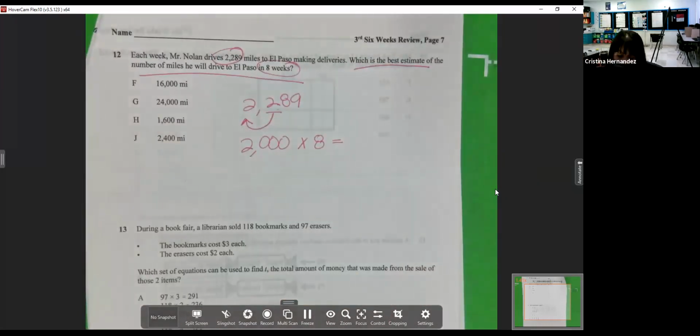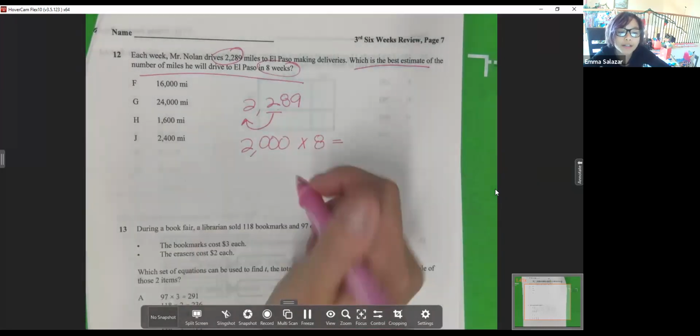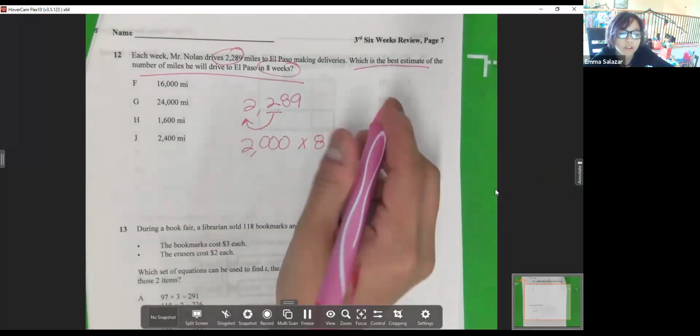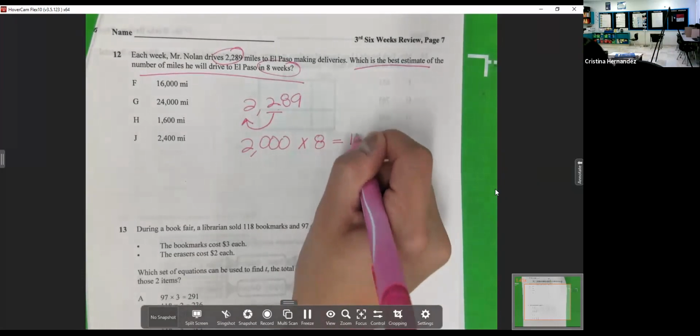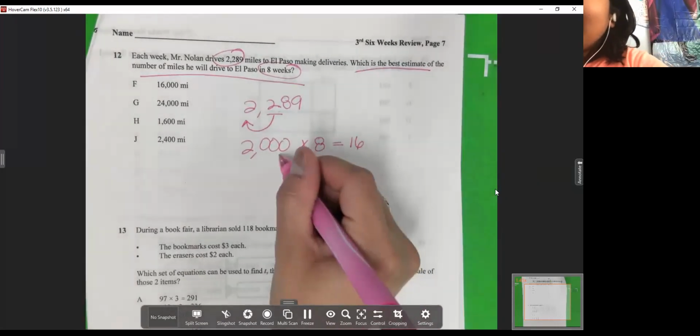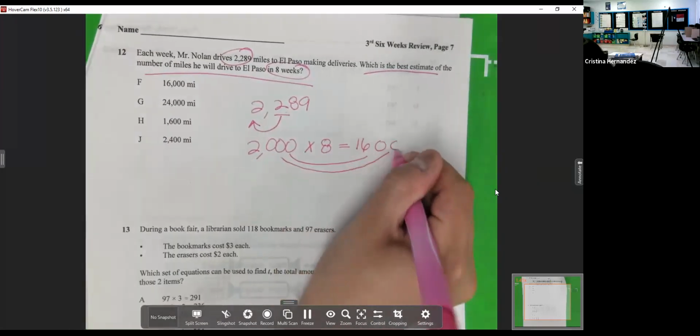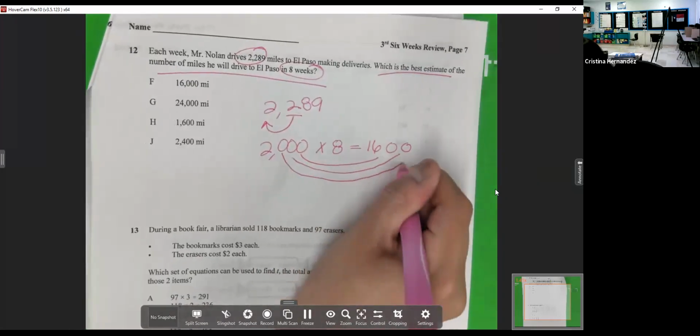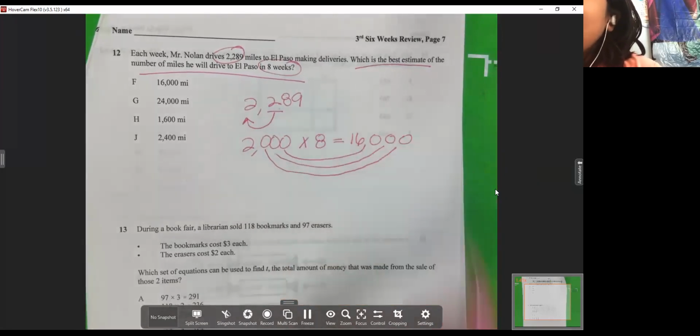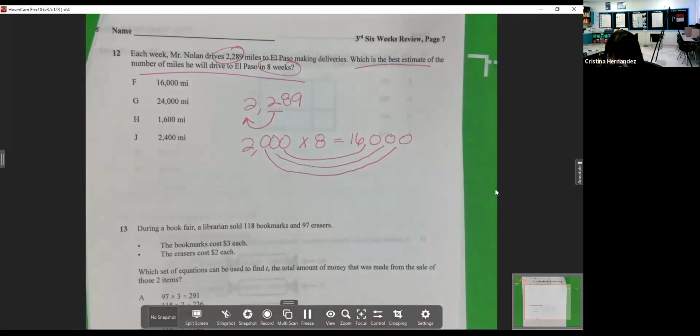I don't know if y'all did this with me or not. You multiply 2 with 8, then you would get 16, and then you add the zeros. All your zeros come over with you. And you put the comma. Bingo.